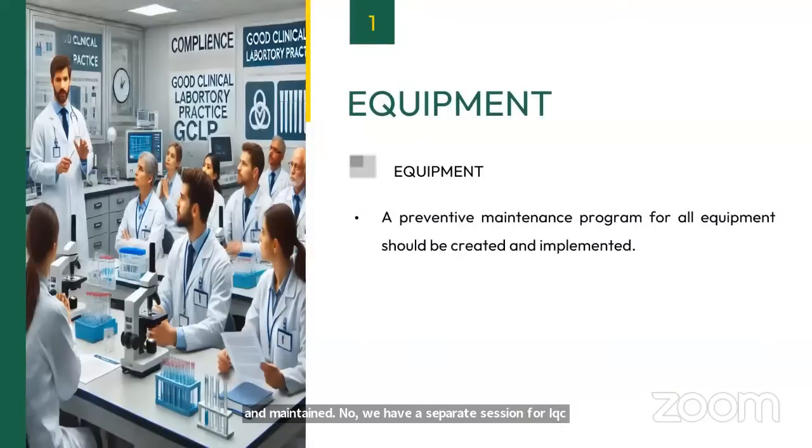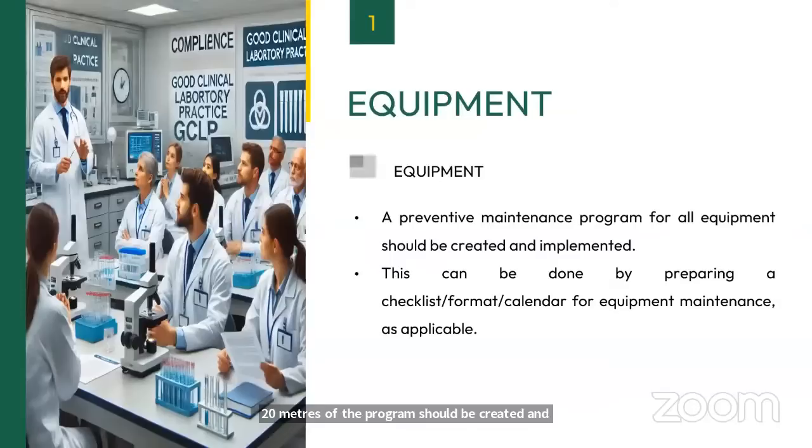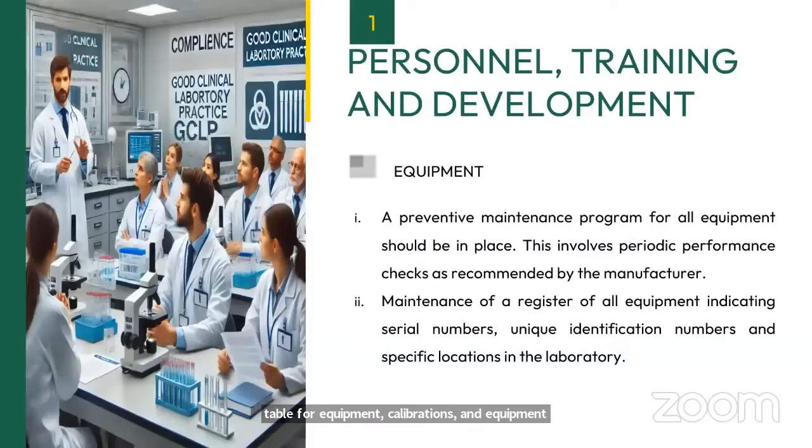Preventive maintenance of the program should be created and implemented. This can be done by preparing a checklist, format, calendar for equipment maintenance as applicable. So you should prepare appropriate format and appropriate table for equipment calibrations and equipment maintenance, and you should adhere to those programs. Preventive maintenance program for equipment should be in place.